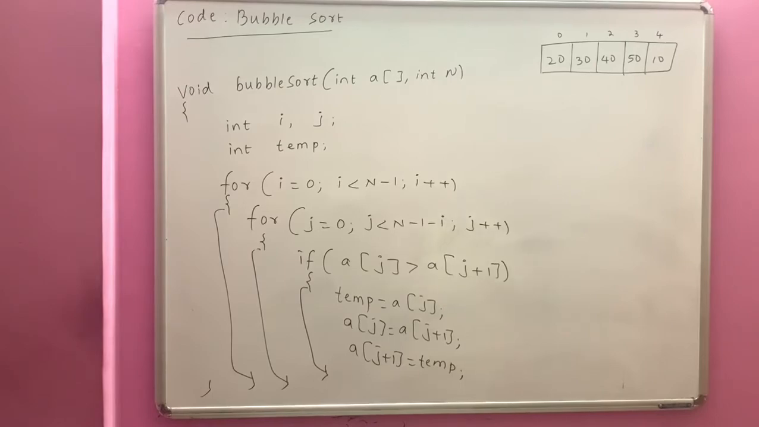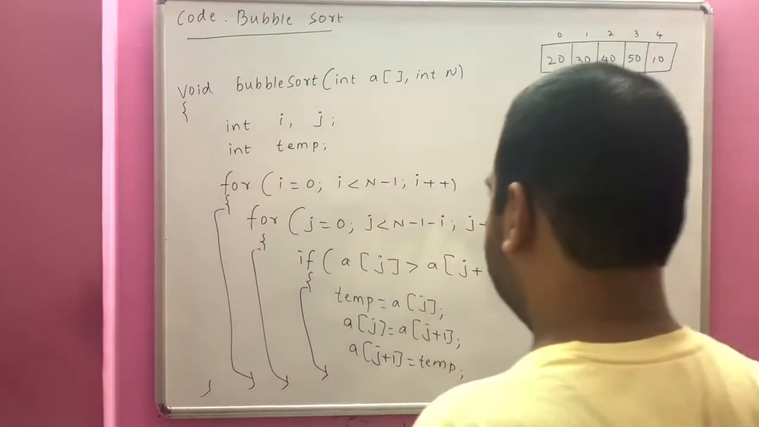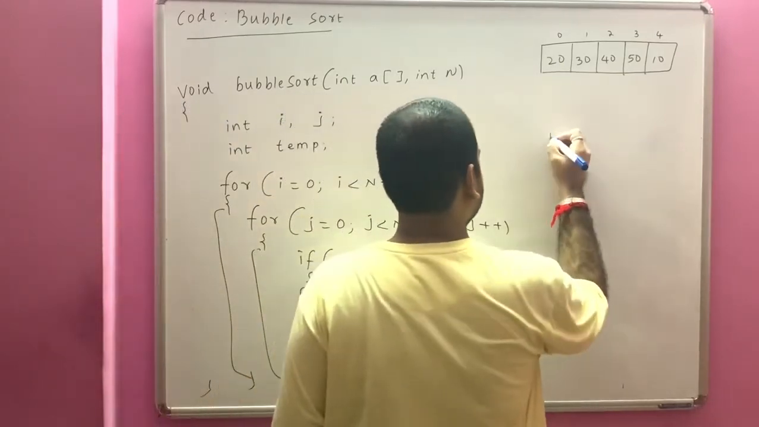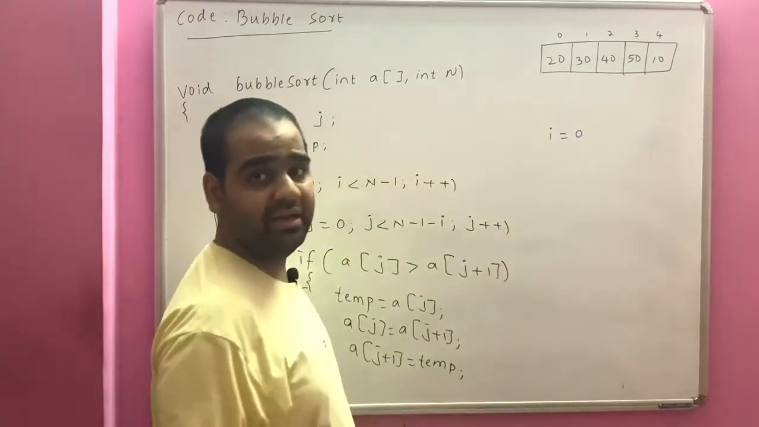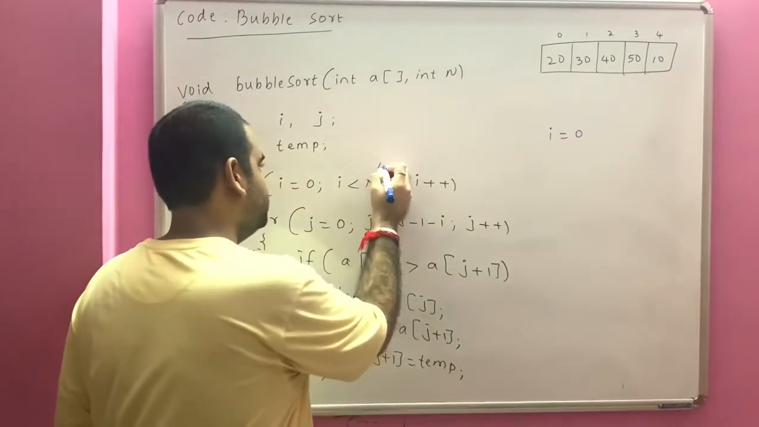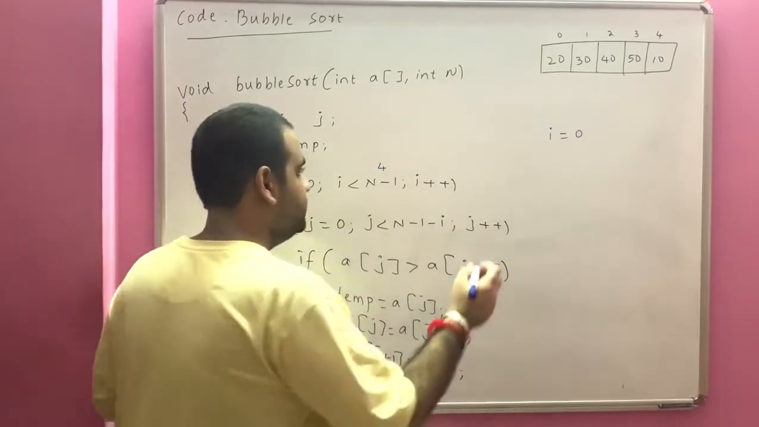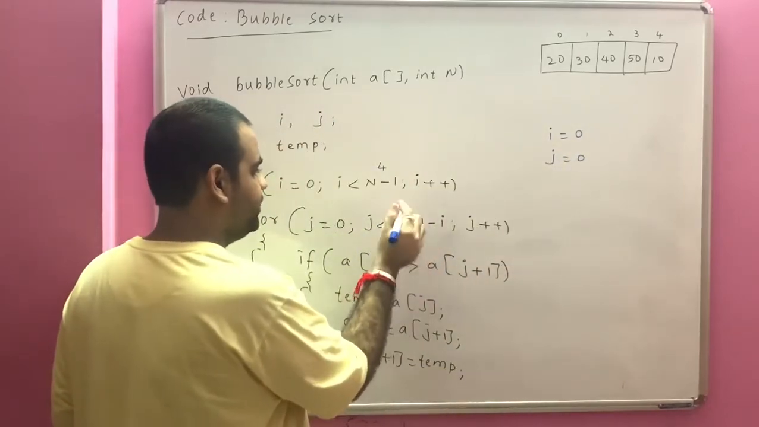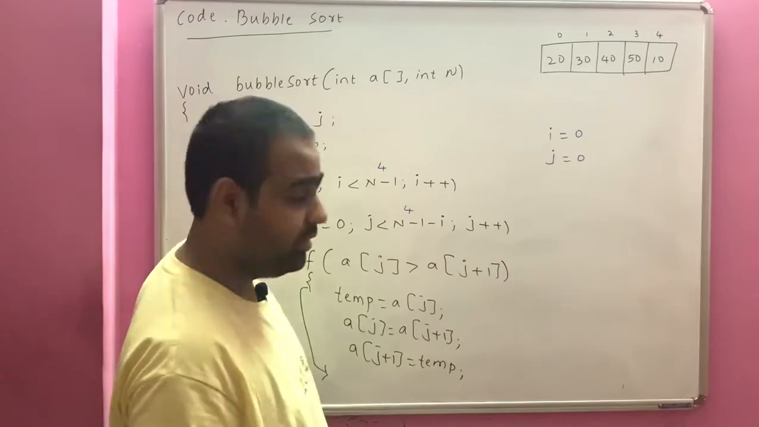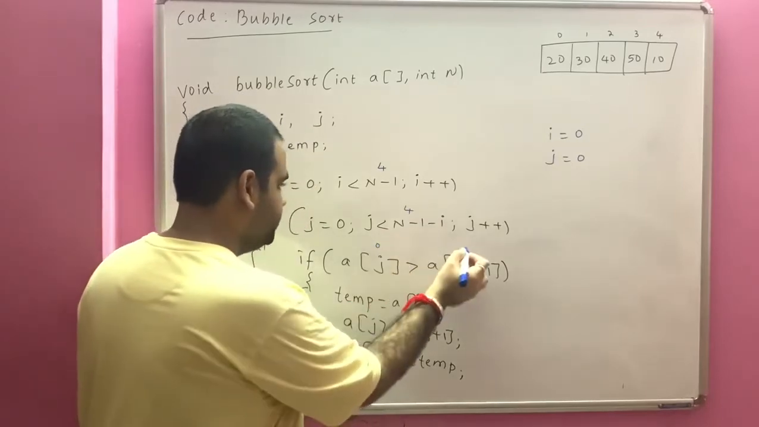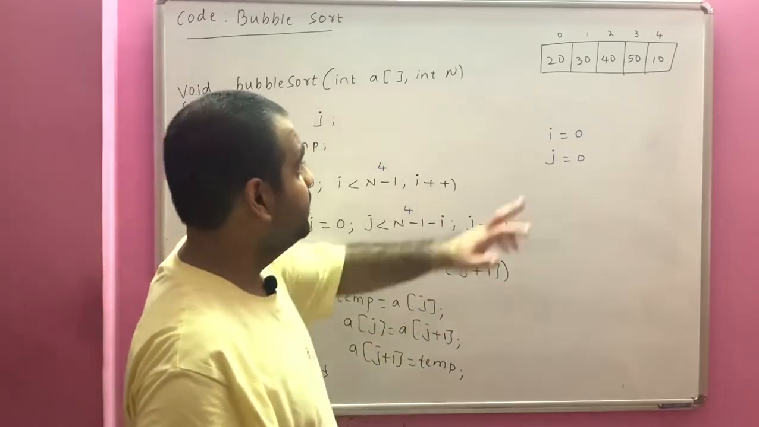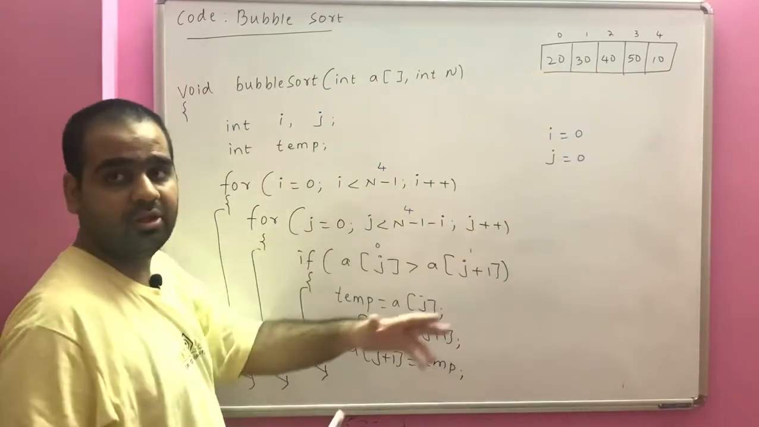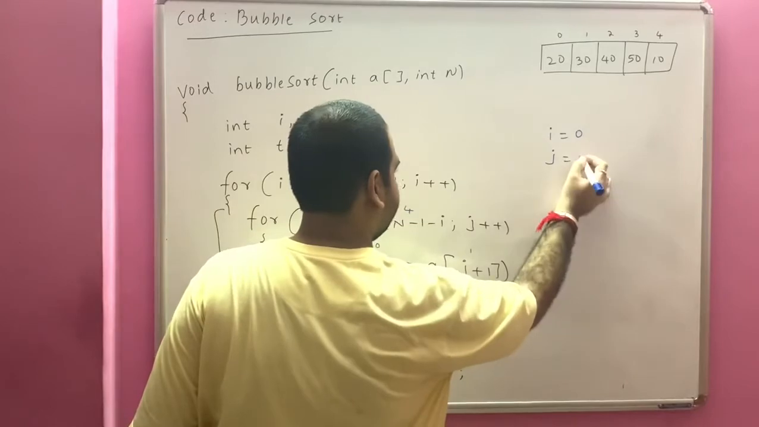Okay, now let's see how we trace this. Initially i is 0, n is 5, 5 minus 1 is 4, 0 less than 4, yes. j starts from 0, 5 minus 1 is 4, 4 minus 0 is 4, 0 less than 4, yes. a of j, a of 0 and a of 1. Is 20 greater than 30? No, do not execute this. j plus plus, j becomes 1.